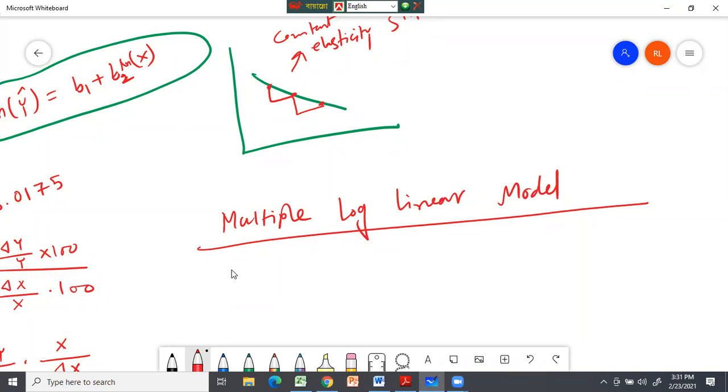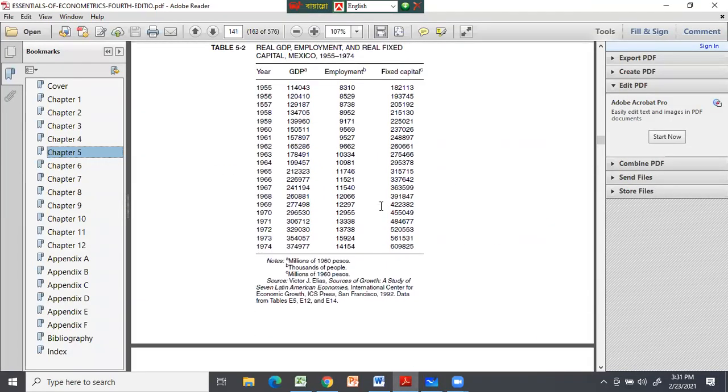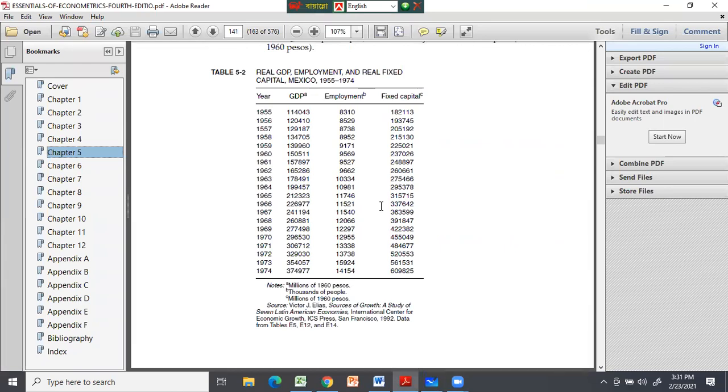So let's take an example from your text. First of all, this is the data that you are given, on page 141 in the 4th edition of your text, and in the 3rd edition of your text, the page number is 257. Okay. So this is the data you are given. You are given the real GDP value, the employment, and the fixed capital.